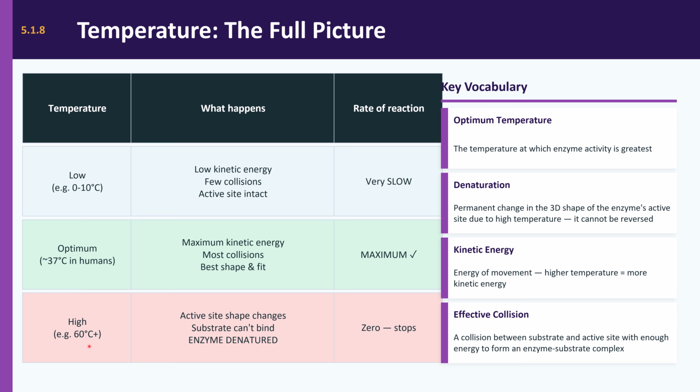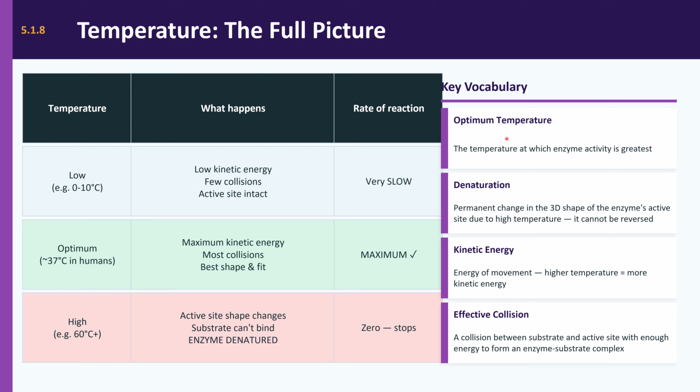High, for example, 60 degrees centigrade or 60 plus. What happens when we go too high, reaching 60 degrees centigrade or more? The active site shape changes. The substrate literally cannot bind anymore because the lock has warped. This is denaturation. Even though the molecules are moving faster than ever, the rate of reaction drops to zero. It stops entirely.